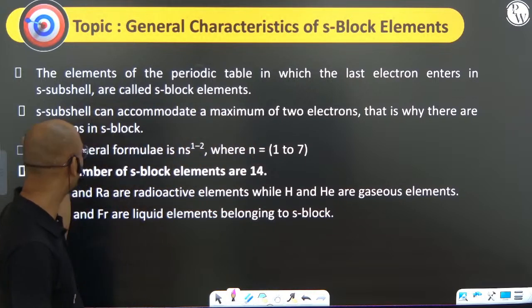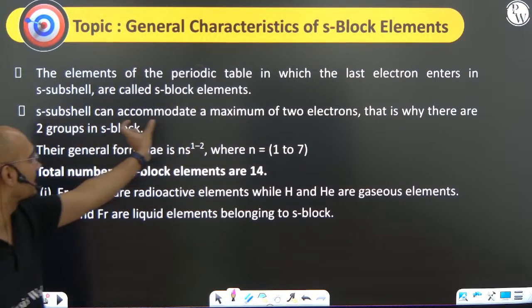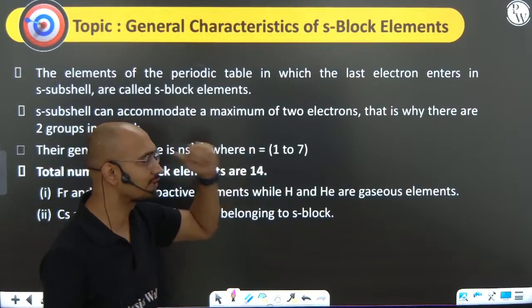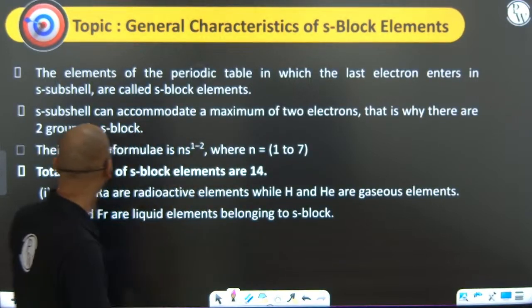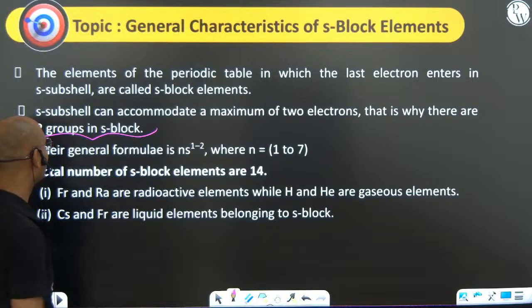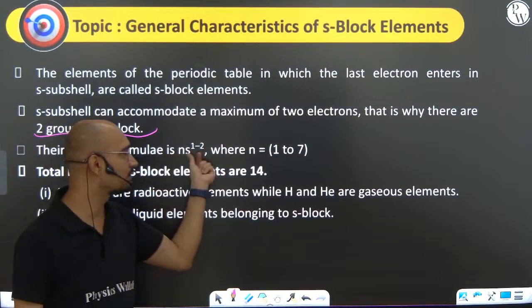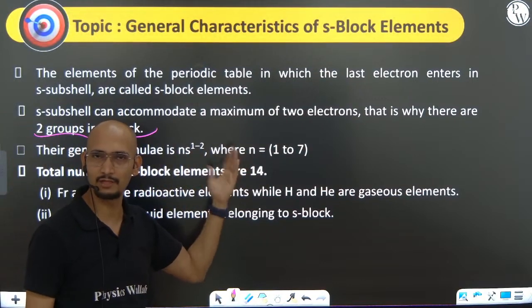That's why they are S block elements. The S subshell can accommodate a maximum of 2 electrons. So how many groups are in the S block? 2 groups are in the S block. Their general formula is ns1 to 2, so ns1 or ns2. Okay.